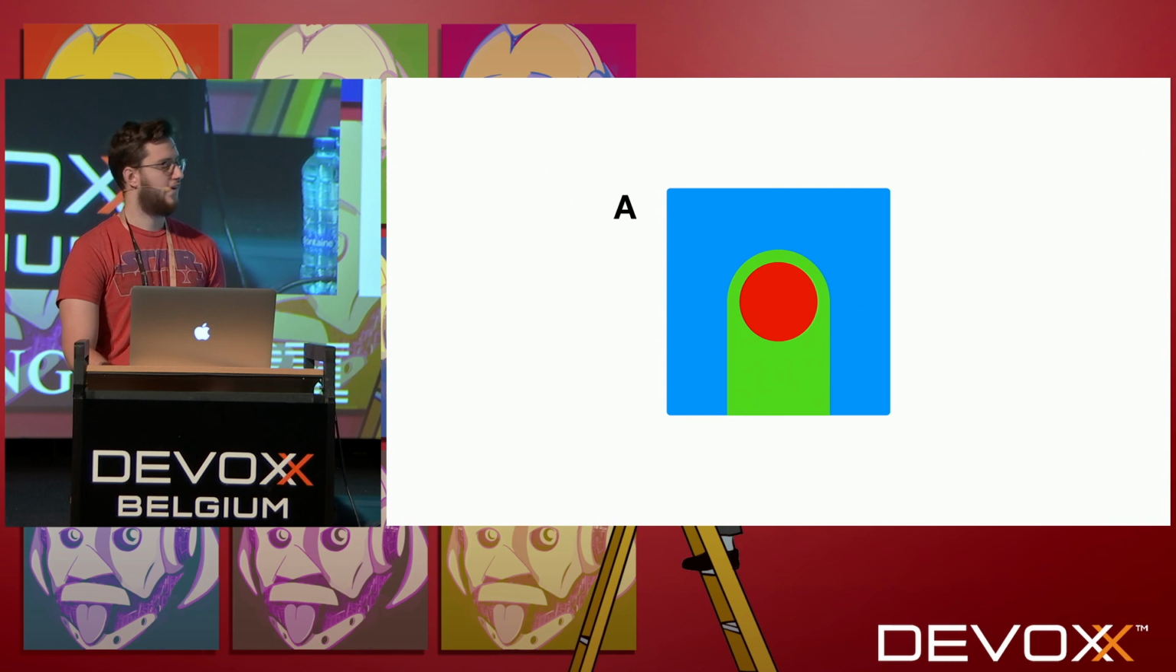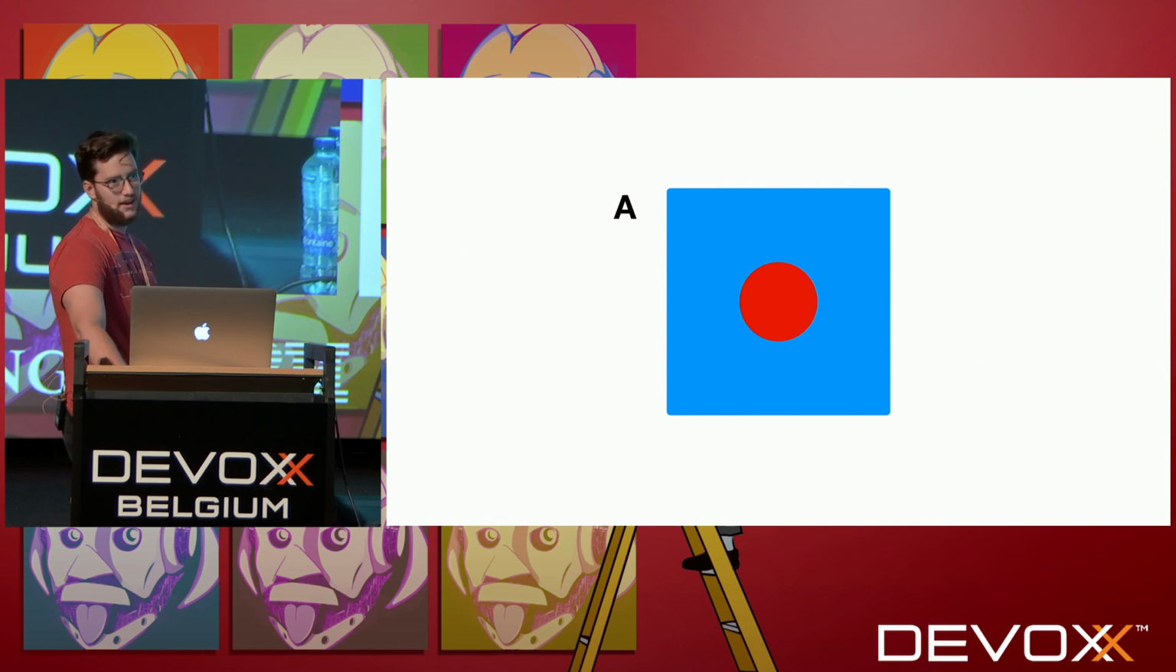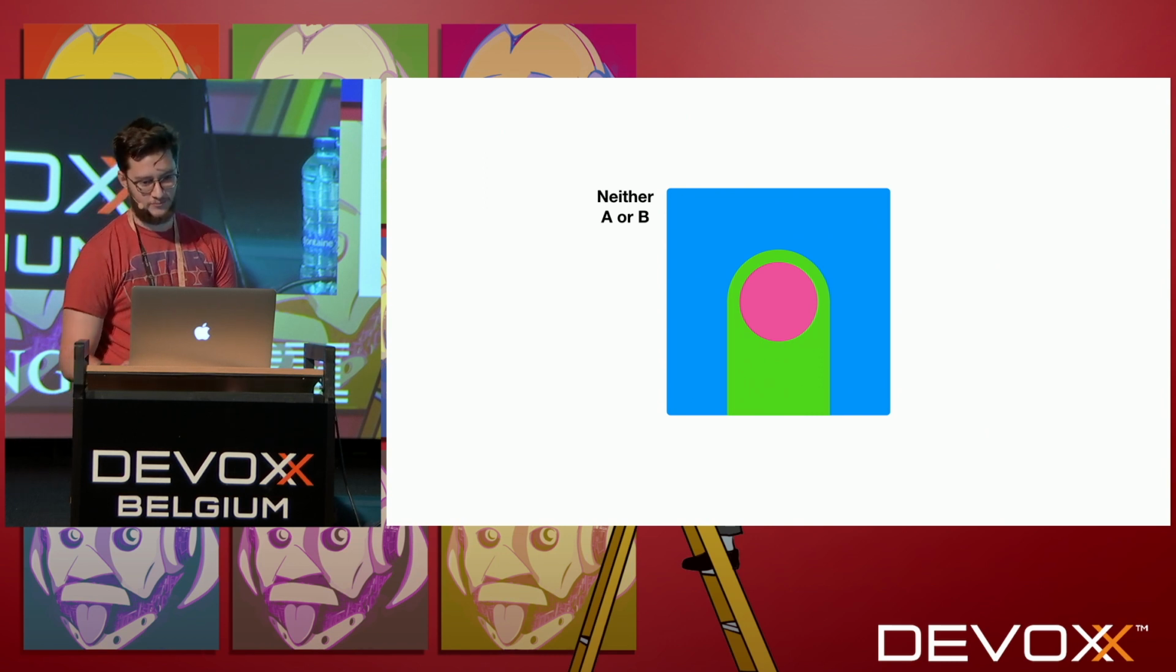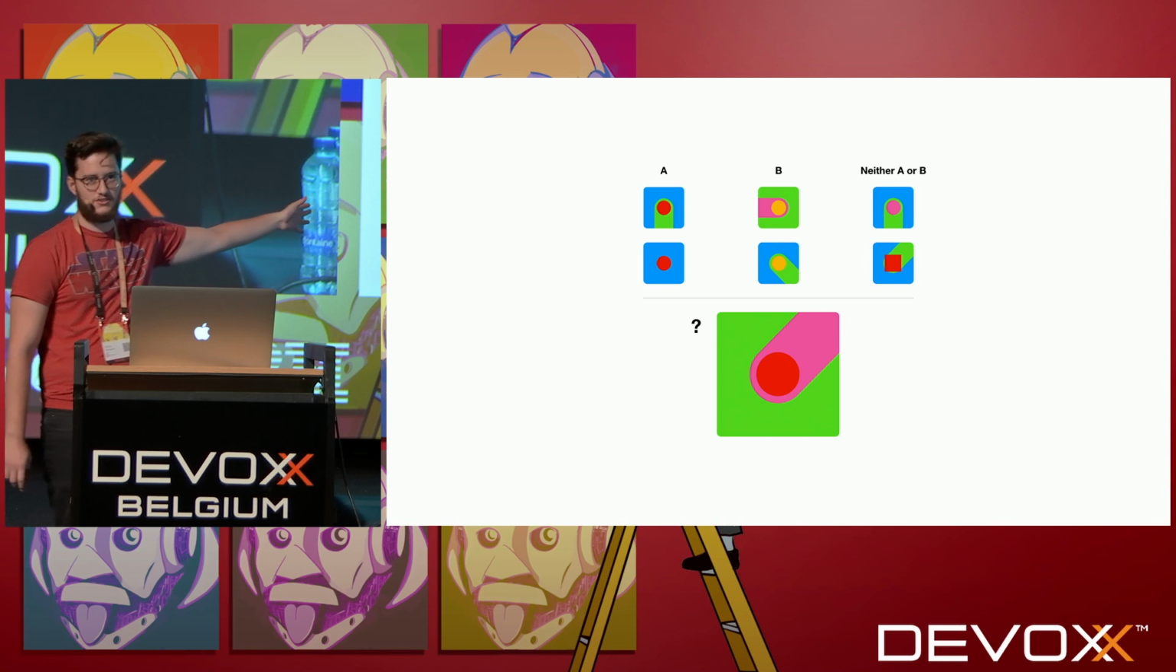So this is A. This is B. Really soak it in. This is A. B. Neither A or B. And this is also neither A or B. So what is this mystery image down here?